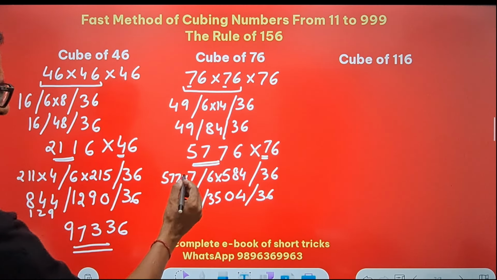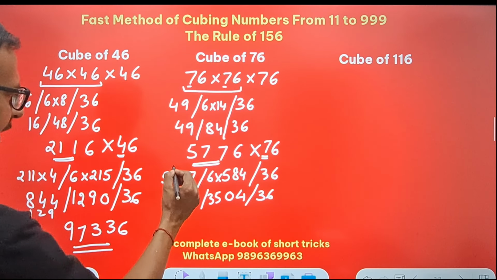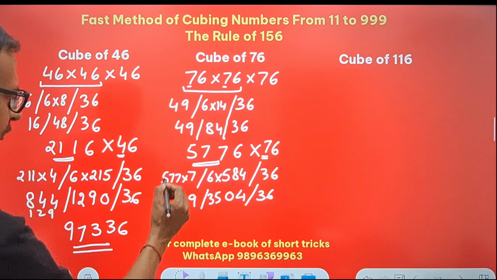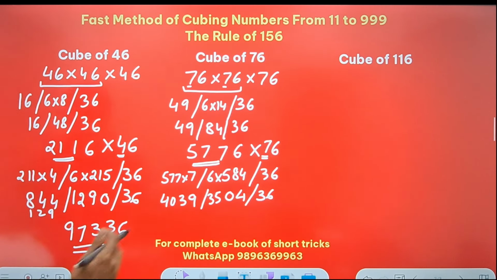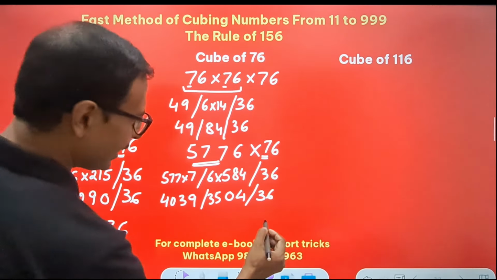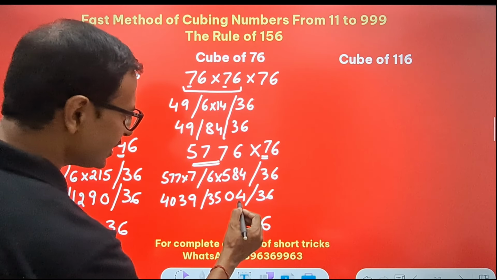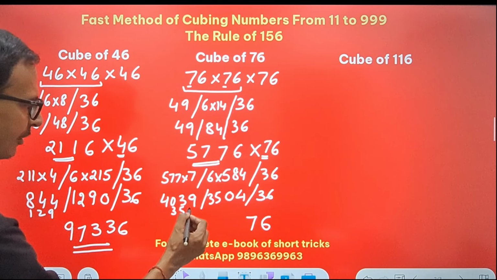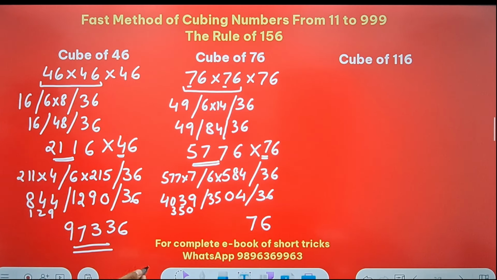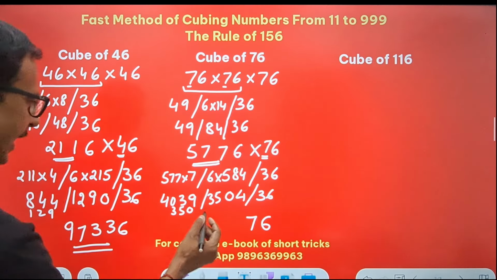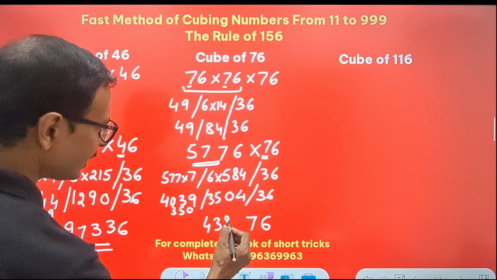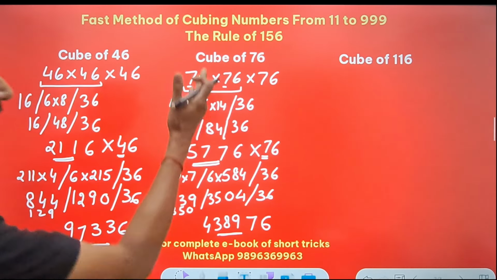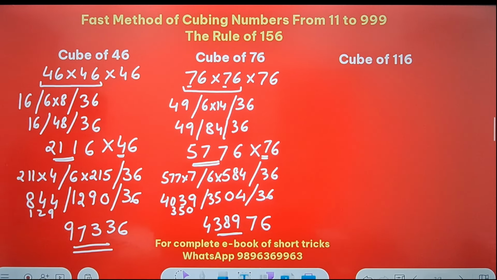Likewise 7 7s are 49, 9 4 carry 53, 3 5 carry, so 40, 4 0 3 9, and then start retaining 6, 3 goes here, so this becomes 7, and the 350 gets carried forward here, which gives you 4 3 8 9. So 4 3 8 9 7 6 is the cube of 76.